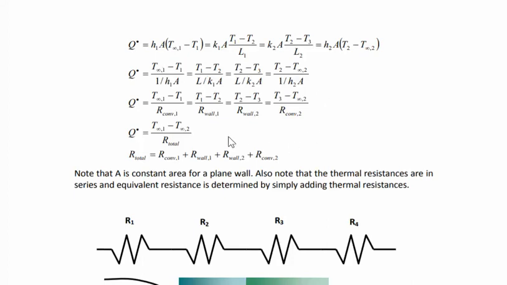That simplifies so that the first process is convection, second is conduction through wall 1, then we have conduction through wall 2, then convection in the third category. And the total will be R convection 1 plus R wall conduction 1, R2 conduction 2 and R convection 2.